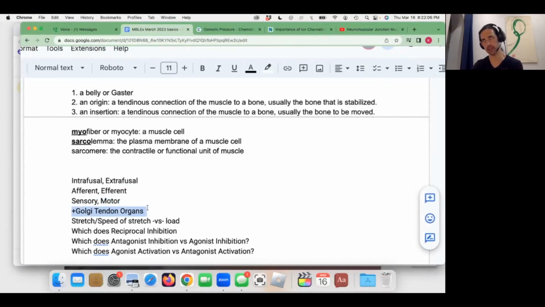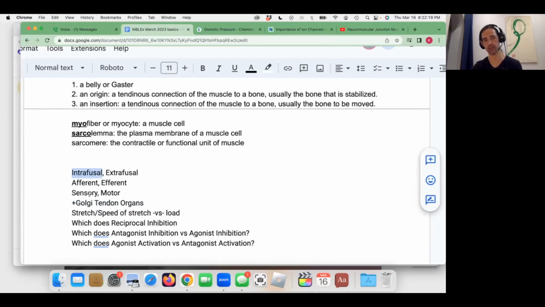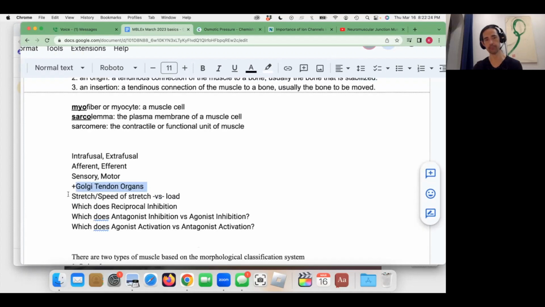Also in the muscle structure, in the tendon specifically, are the Golgi tendon organs. The Golgi tendon organs, their job is to detect load. The intrafusal muscle fibers detect stretch. The Golgi tendon organs detect load. So the question is, which does reciprocal inhibition. So reciprocal inhibition means that if the body receives stimulus that a muscle is undergoing some kind of change, either speed or load. I'm not going to tell you which one. You guys have to answer that.